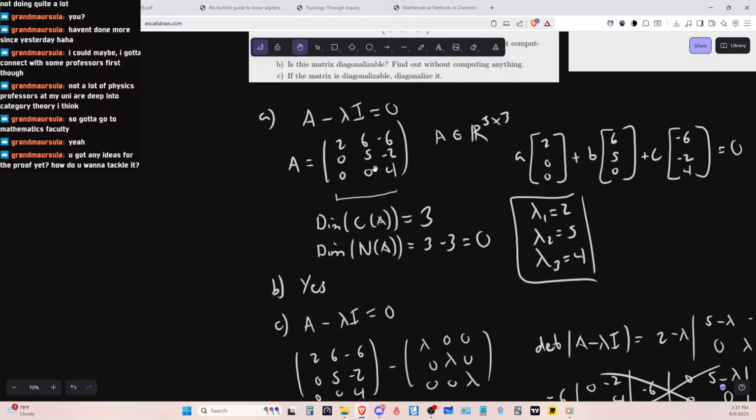Because I think the rank and dimensions are right. And the dimension of the null space, it would basically be the amount of columns. No. It would be the amount of rows minus the rank, which is 0.